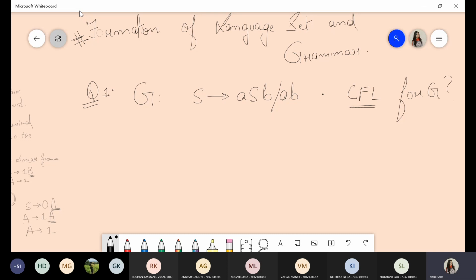This you have to find. So what you have to do is we have to just derive. Okay, so see, S derives AB. It is direct, right? Apart from that, what else different?